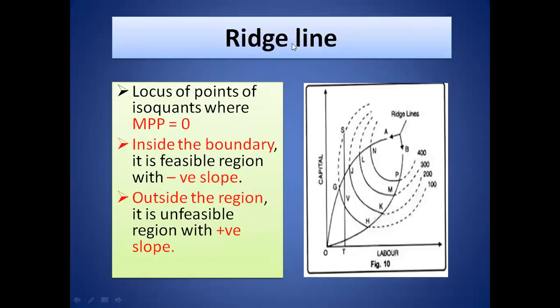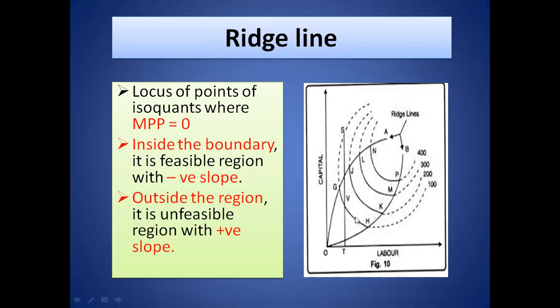Next, we will see ridge lines. Ridge lines are basically boundary lines. Boundary lines means they form a boundary to let the producer know you should work inside this boundary. You should not go out of this boundary. So what are these? The locus of points of isoquant where the MPP is 0. See, these are the isoquants, convex in nature.